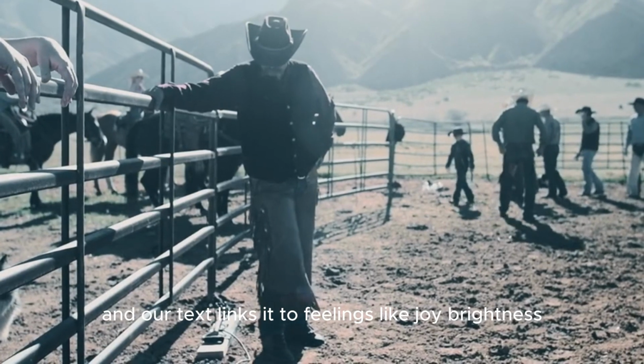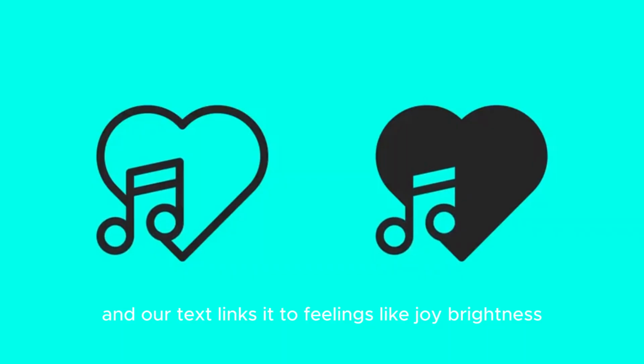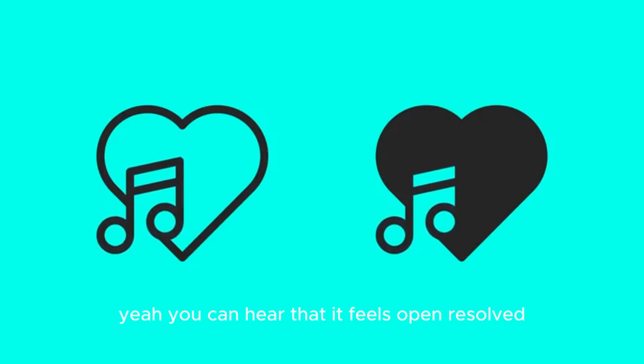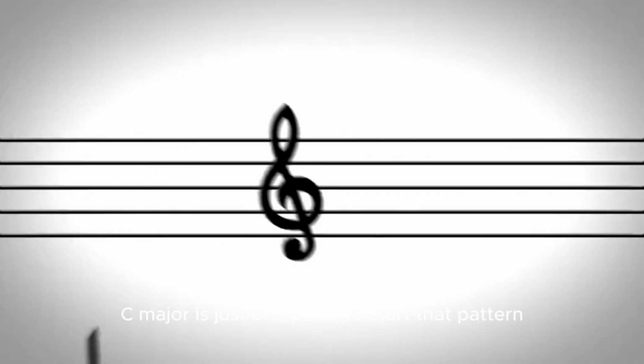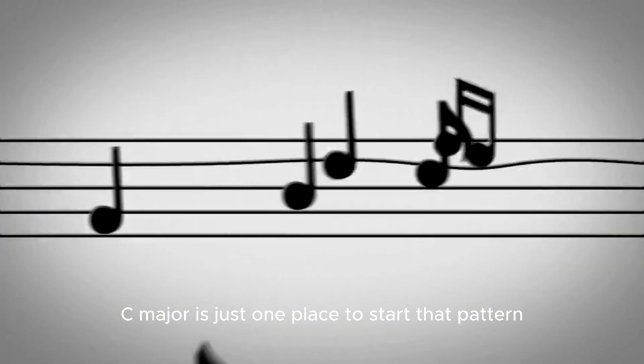And the classic example everyone knows is C major, right? C, D, E, F, G, A, B, C. The default setting, almost. And our text links it to feelings like joy, brightness. Yeah, you can hear that. It feels open, resolved, but the text stresses C major is just one place to start that pattern. Absolutely. You can build that pattern starting on any note.